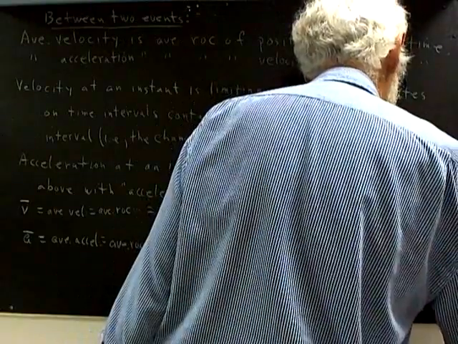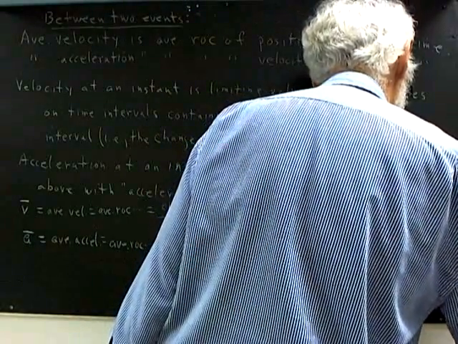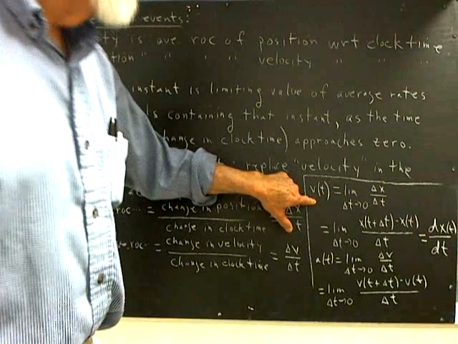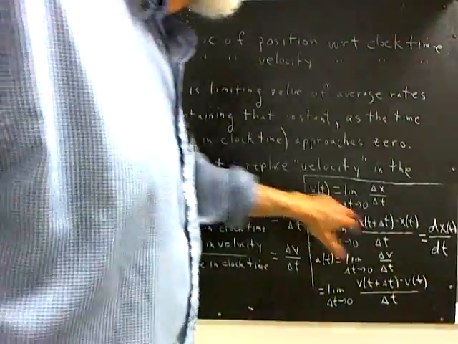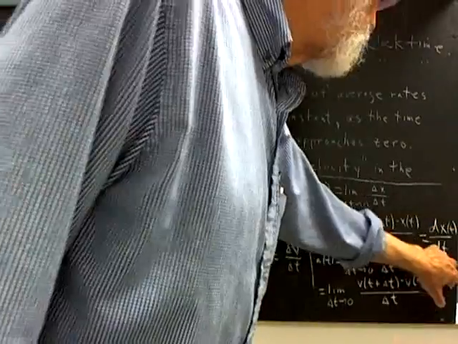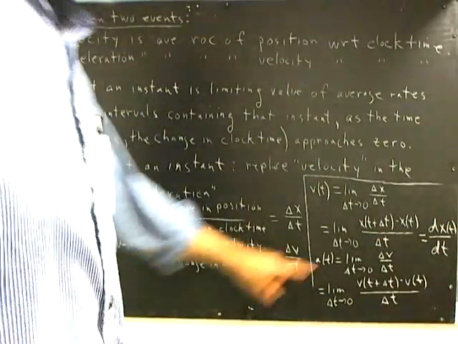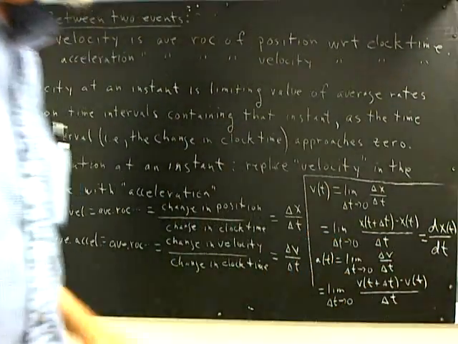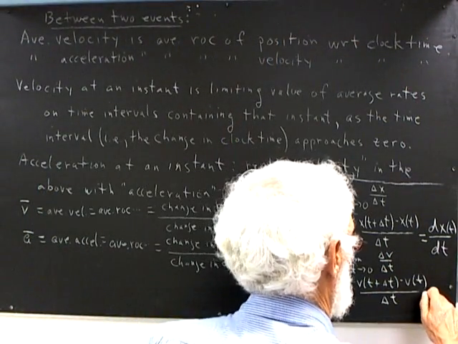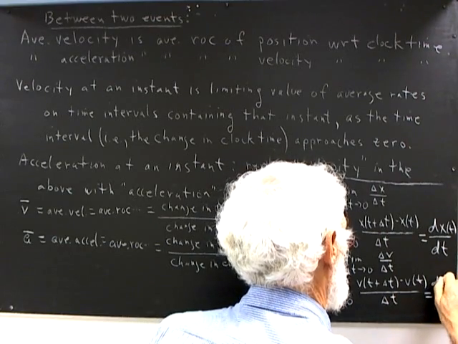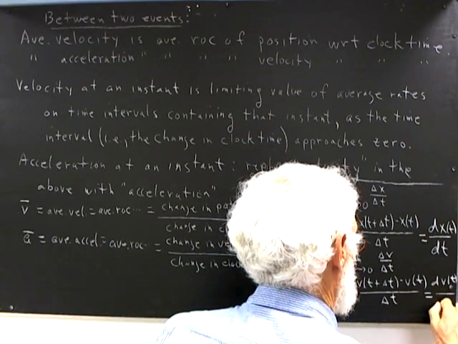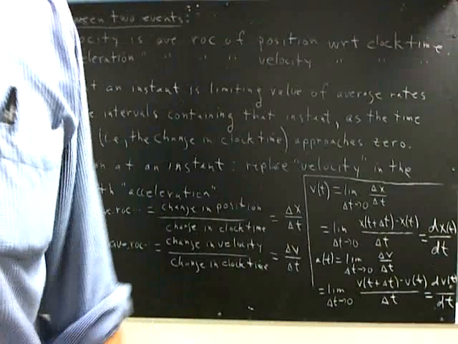That means that if x is considered to be a function of t and velocity a function of t, then the instantaneous velocity is the derivative of x of t with respect to t. And we can say the same exact thing about acceleration. We come to the conclusion that the acceleration is the derivative of v of t with respect to t.